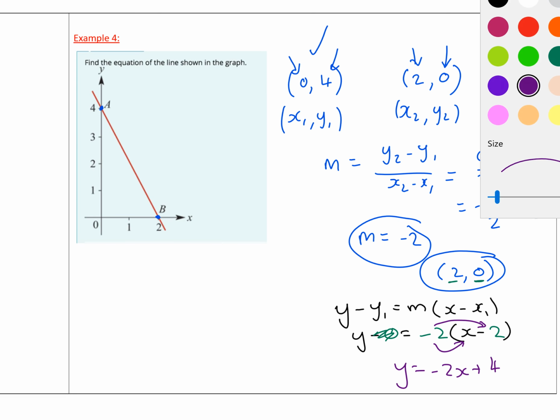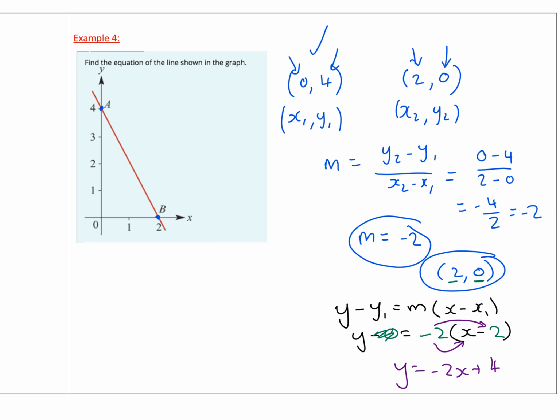Let's check our answer. We certainly found the equation of a straight line. The gradient is negative 2, which makes sense when I look at a graph here that's going down with time. And I can see that the y-intercept is 4, which is the c that I got. So absolutely, this is a valid answer.